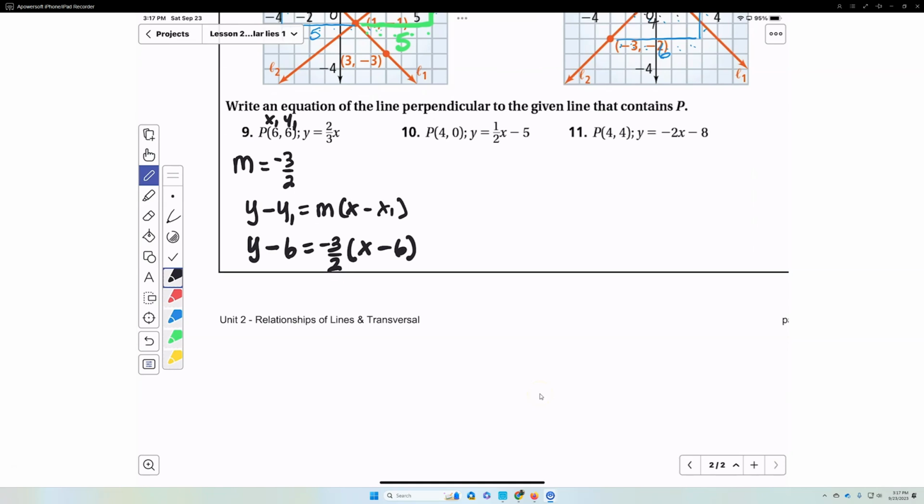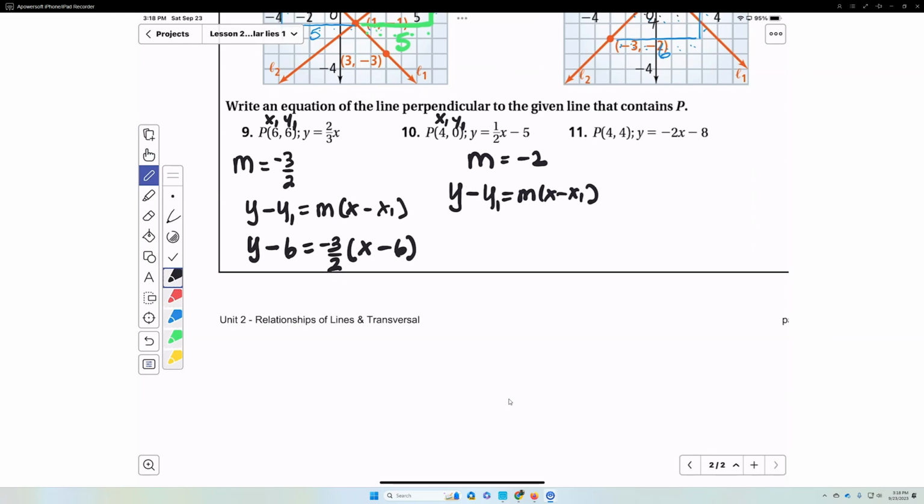The next equation is number 10. We have y equals 1/2 x minus 5. So the perpendicular slope has to be -2. And the point that it has to contain is 4, 0. So the point slope formula is y minus y1 equals m times x minus x1. And that's the point slope formula.